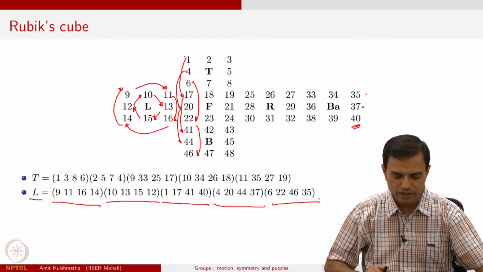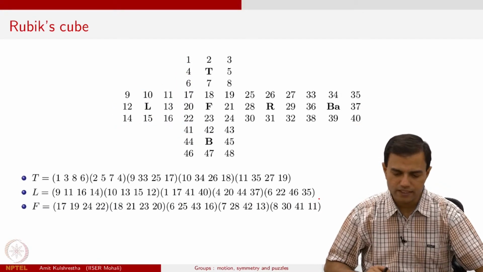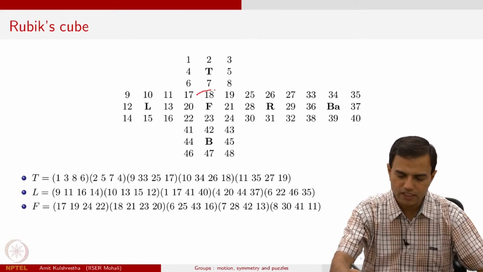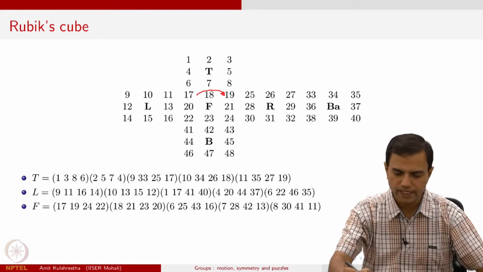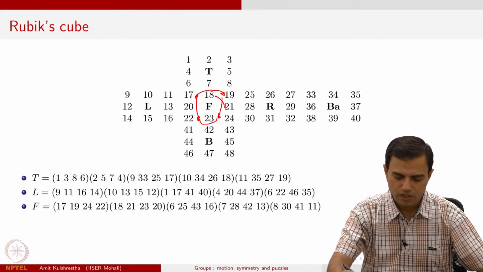So we can write all this. F is like this: 17, 19, 24, 22, back to 17, and then 18, 21, 23, 20, and back to 18.